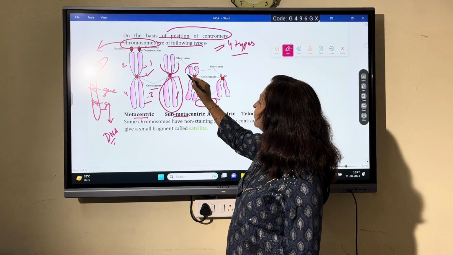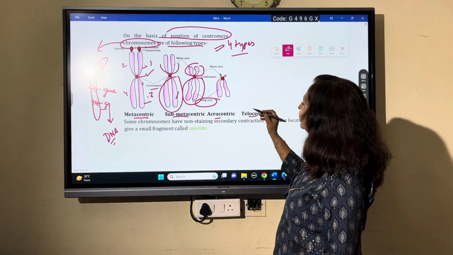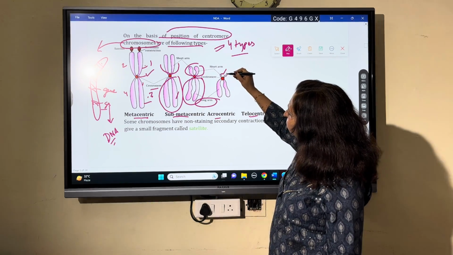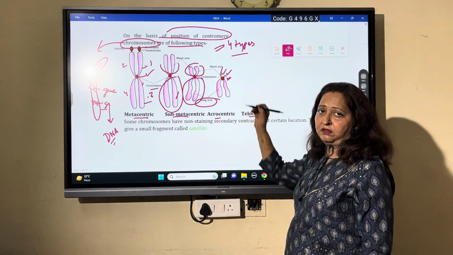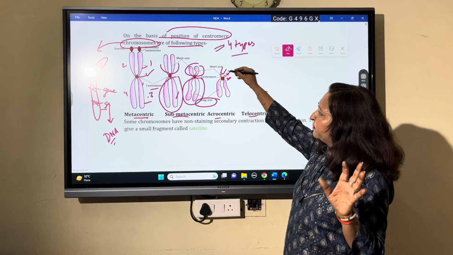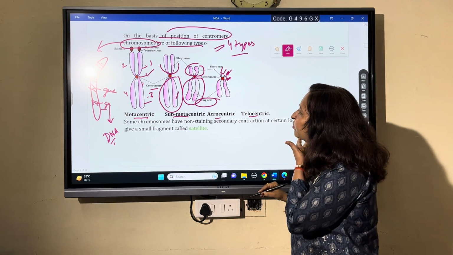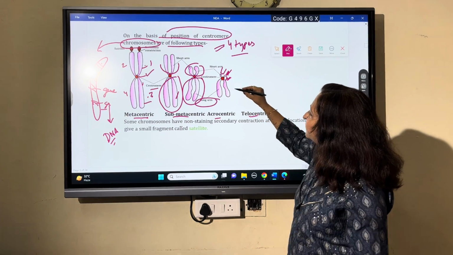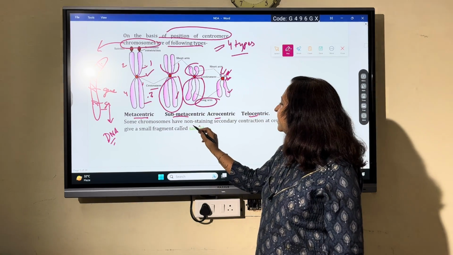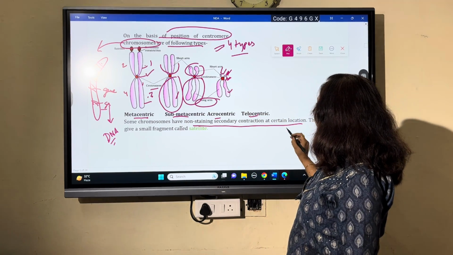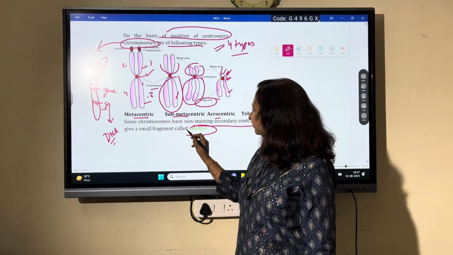Acrocentric means two arms are small and two are big. Telocentric means the centromere is present at the end, at the tip of the chromosome. So basically four types of chromosome are there. Chromosomes also have a non-staining secondary constriction at a certain location, and this is known as satellite.